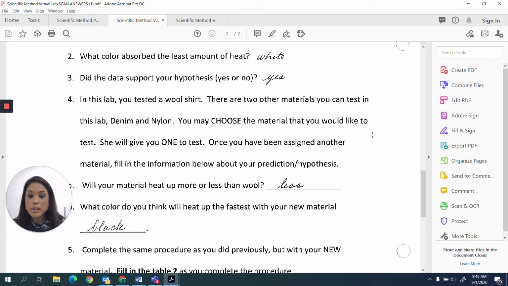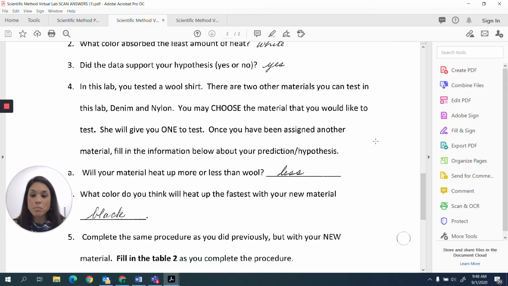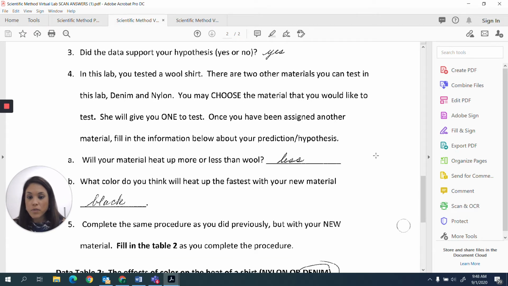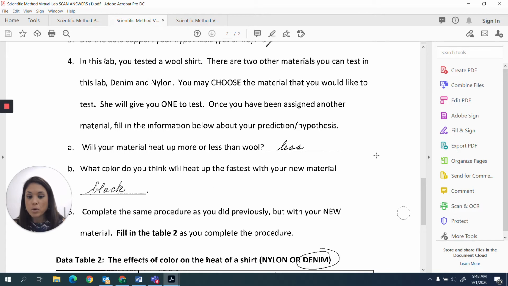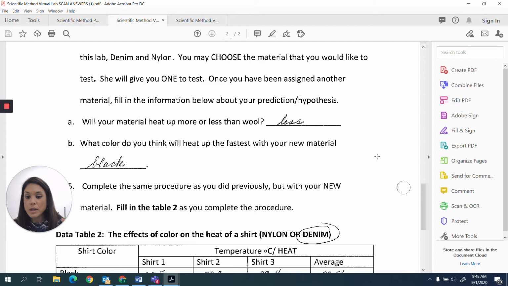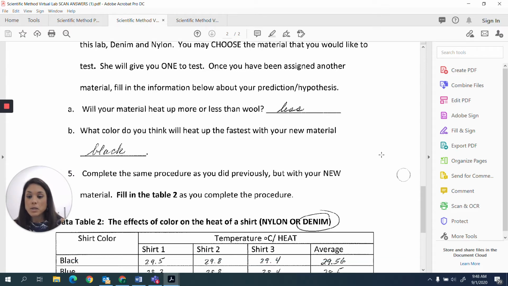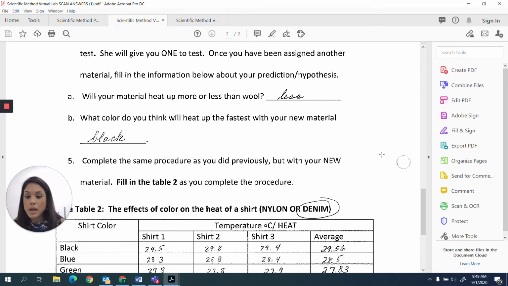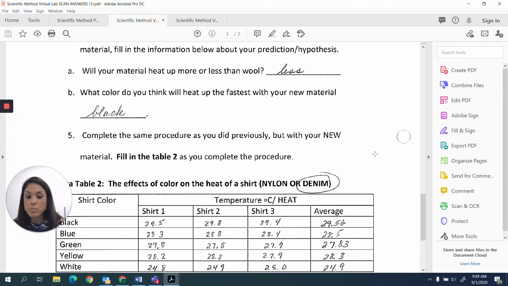In this lab, you tested a wool shirt. There are 2 other materials you can test in this lab, denim or nylon. I ended up going with denim because I was just curious to look at the numbers. So once you have been assigned another material, fill in the information below about your prediction or hypothesis. Will your material heat up more or less than wool? And I predicted less. What color do you think will heat up fastest with your new material? And I thought it would be black.